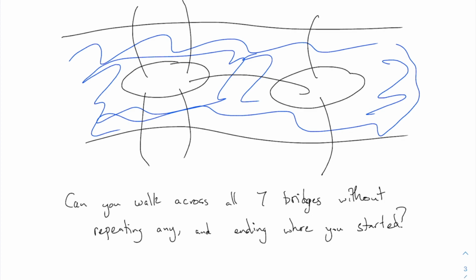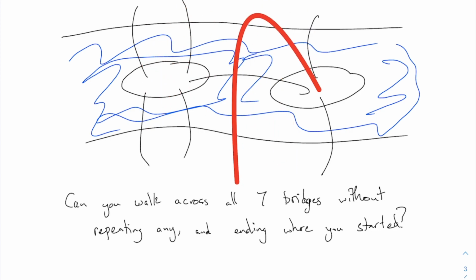All right. Can you walk across all 7 bridges without repeating any and ending where you started? Anybody can sort of try to think about this. Let's say I'm going to start on the island on the right side. Can I actually cross over all 7 of the bridges? Maybe I'll try and draw this with a red line. Maybe I'll go up here first, over here, down.